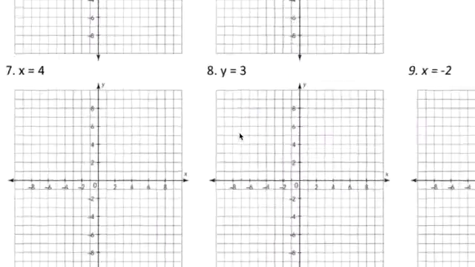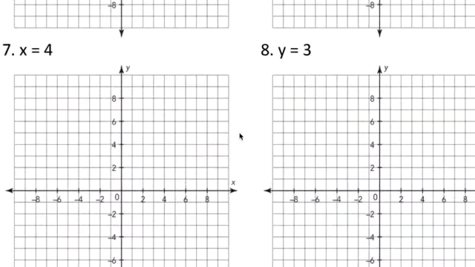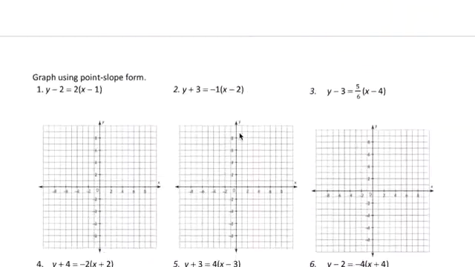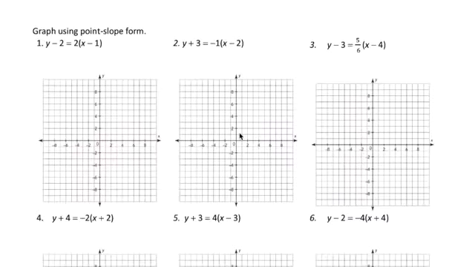Graphing 1, x is 4. X is 4 all the time is right here. Y is a horizontal, X is that. So I'll let you finish the rest.